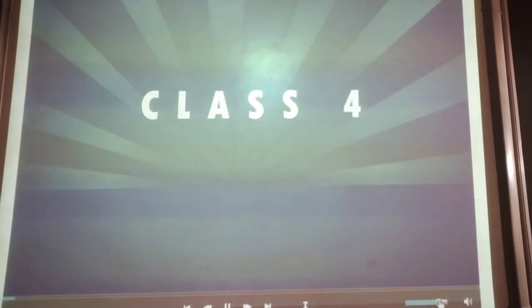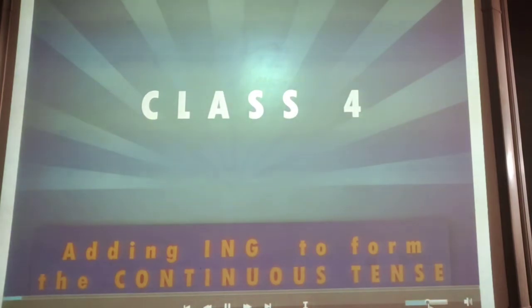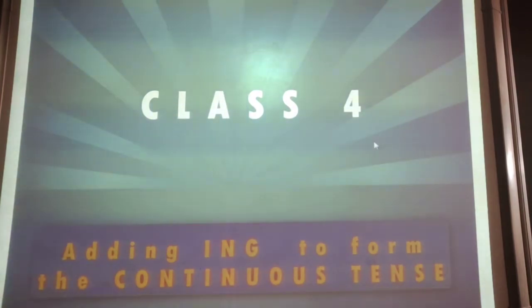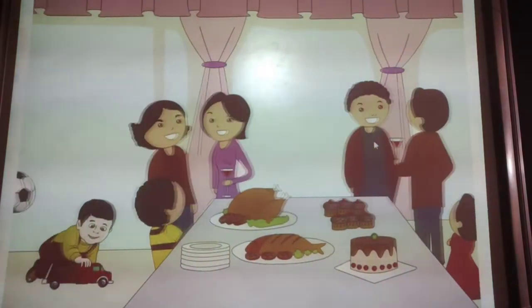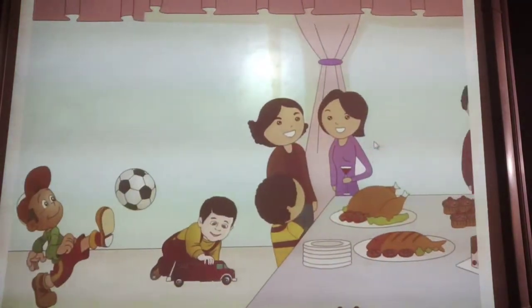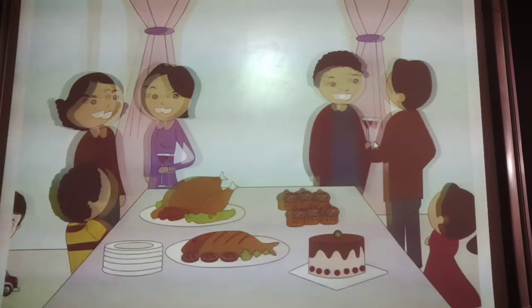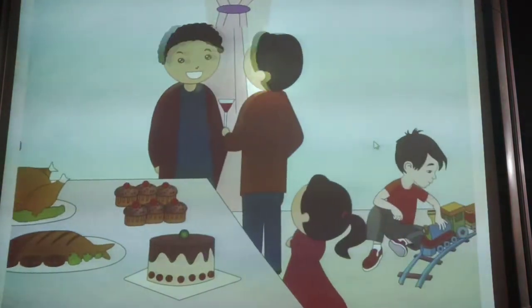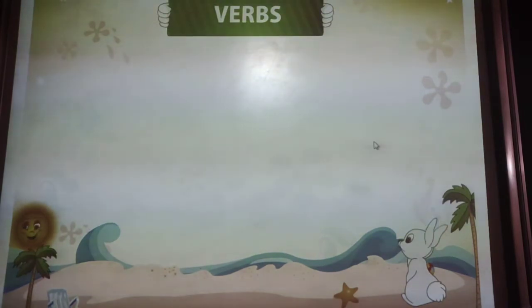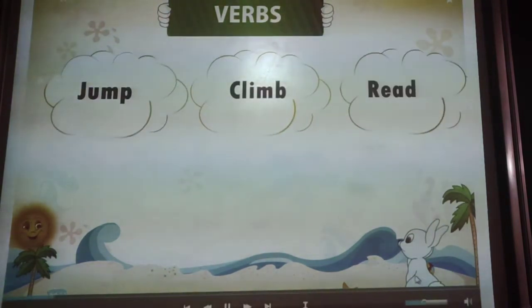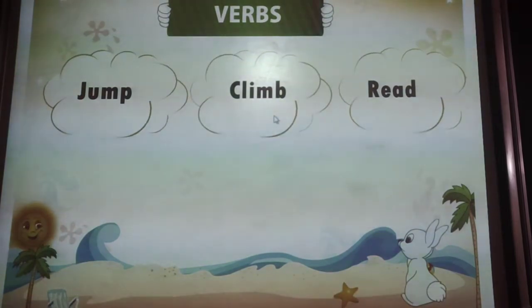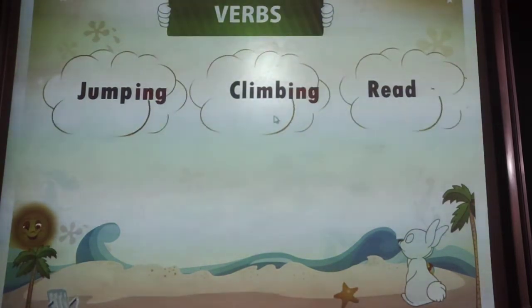Class 4, adding ing to form the continuous tense. Look, Rainbow, the children are enjoying the party. They are playing different games, while some are having their snacks. Rainbow, we know that some verbs like jump, climb, and read can change their form if we add ing to them.